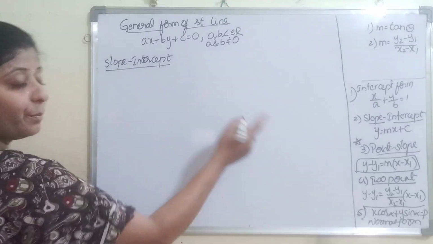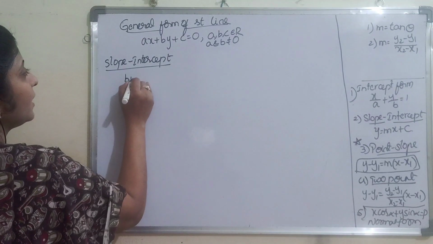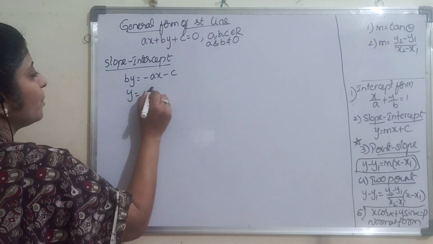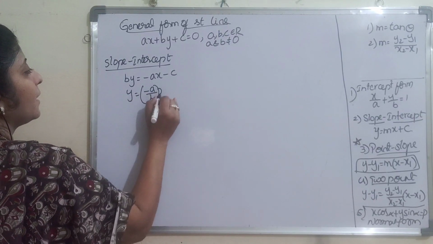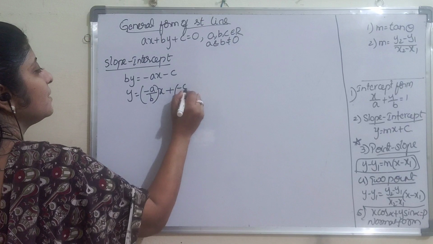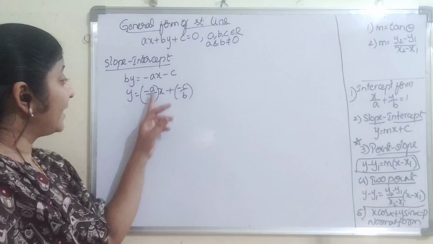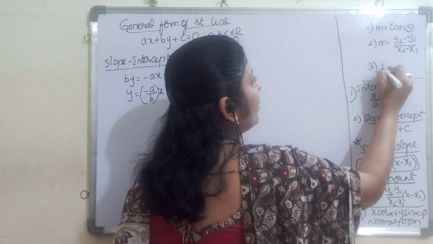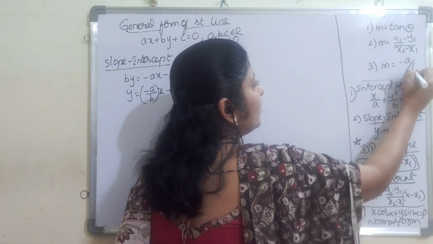So y should be at one side, by will be minus ax minus c. Y will give you minus a by b, x plus minus c by b. So minus a by b will be the slope. So for a straight line, slope will be m equal to minus a by b.